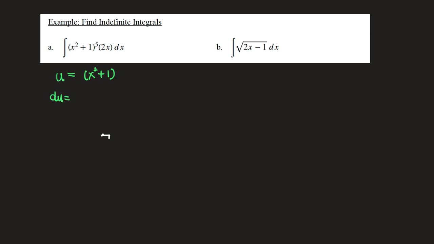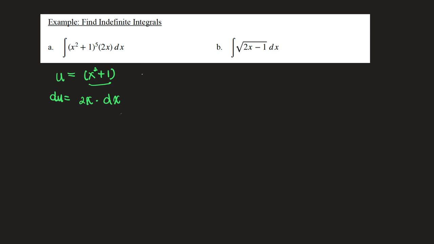So du is going to be the derivative of this function, that's 2x times dx. Now, when you find u and du, you're going to change this one by using the substitution method. Integral. I'm going to use the other side, guys.